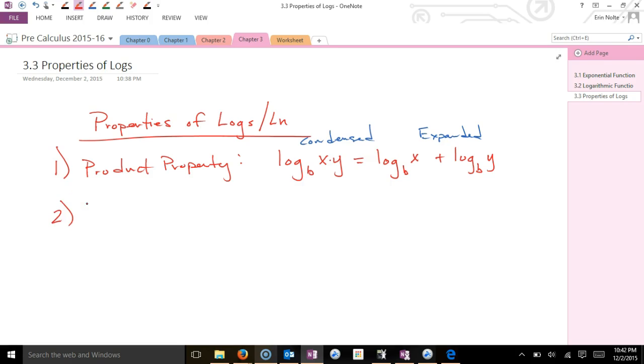Okay, so if we have a product rule, guess what the other rule is? The second rule. The quotient rule. Quotient property. That one says if I have a log of some base of x divided by y, anybody want to make an educated guess for what the expanded form would be? Log base b of x, log base b of y. Close. Minus. So see how times was plus? When you have division, you subtract the two logs. So it expands into two separate logs.